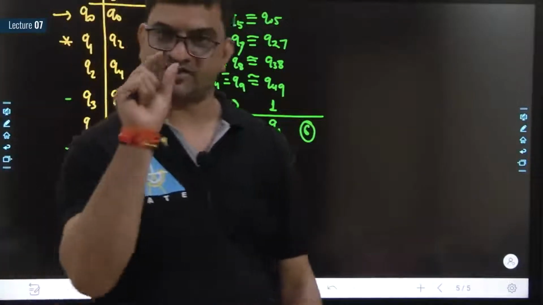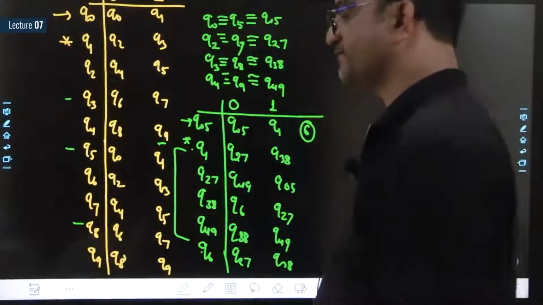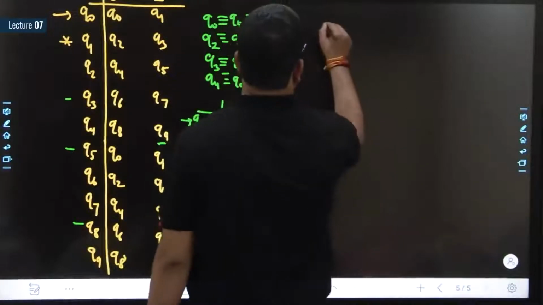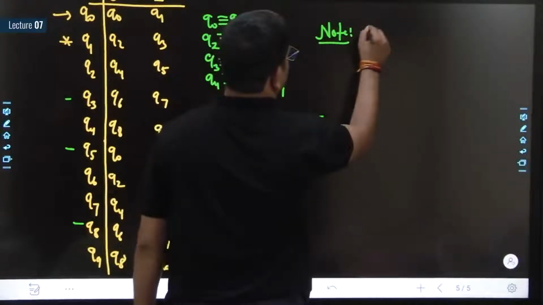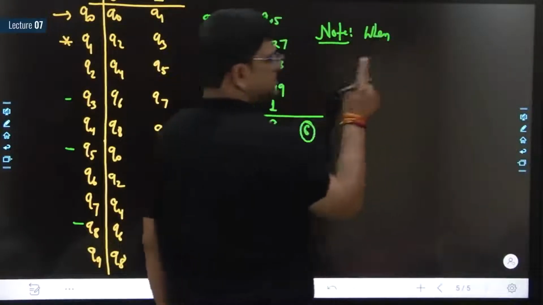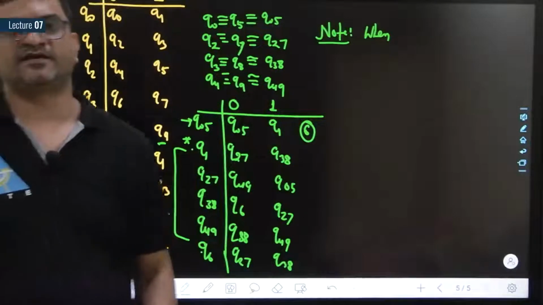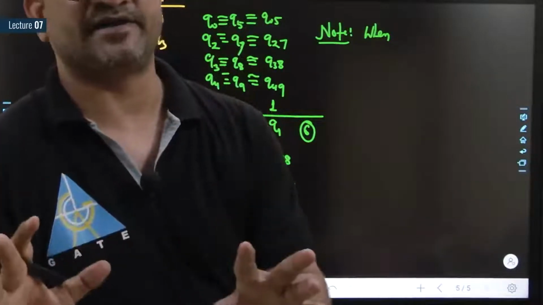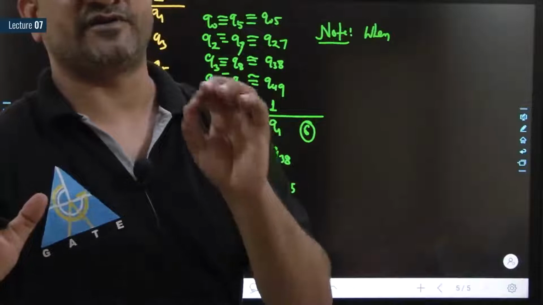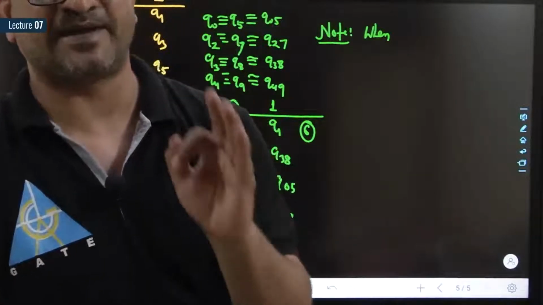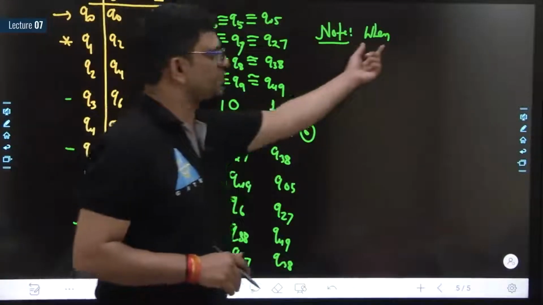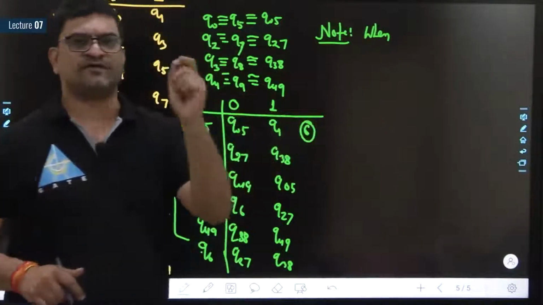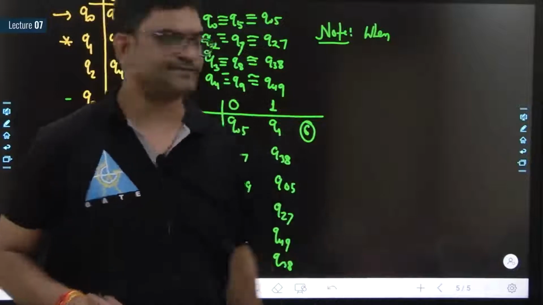See the short trick, please. Note: this short trick works only when we divide a binary number. Only for binary numbers. This one is the actual method.